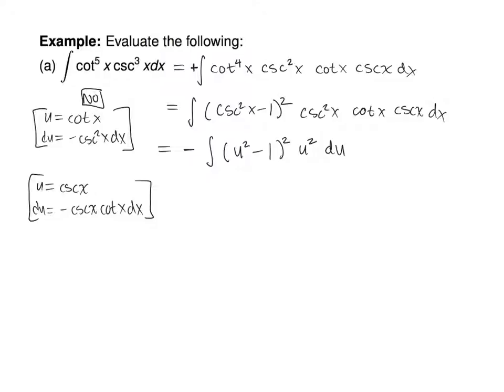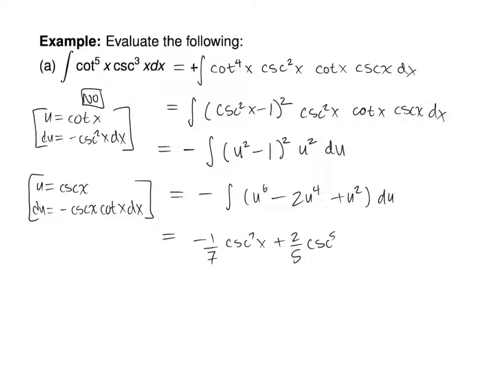It's almost the exact same as the last one, isn't it? So can I just use the work from there and say that's u to the 6th minus 2u to the 4th plus u squared? I think if you guys had to actually do that, you could do it, right? The distribution and stuff. I hope so. So this will be negative 1/7 cosecant to the 7th plus 2/5 cosecant to the 5th minus 1/3 cosecant cubed x plus C.